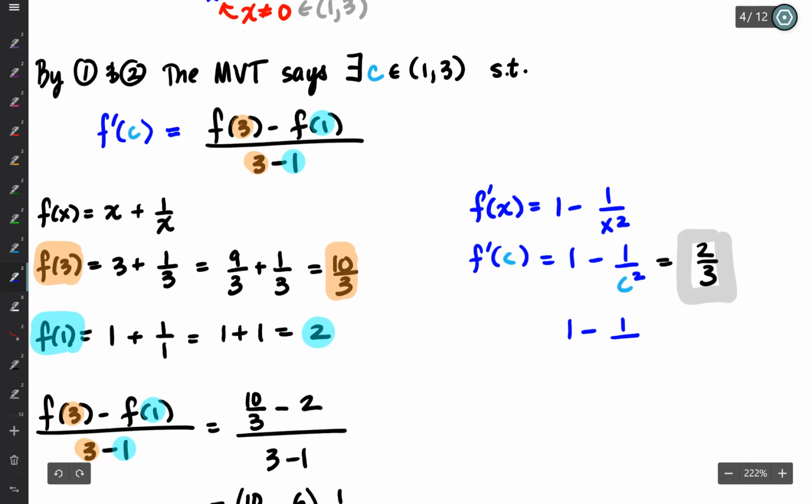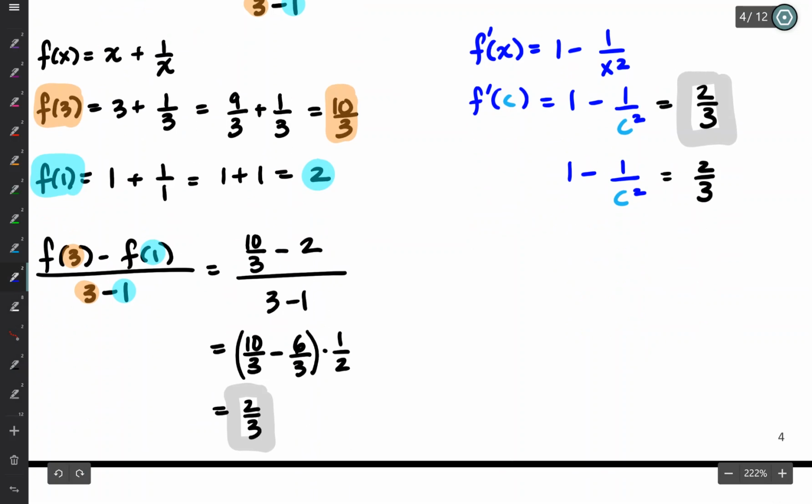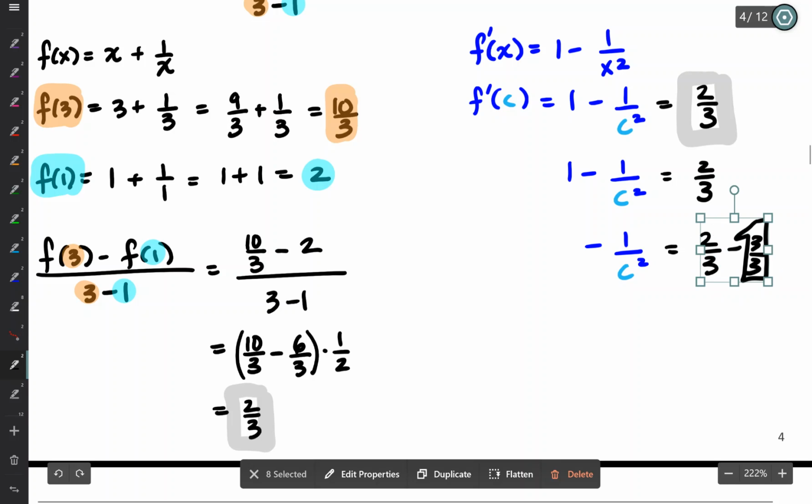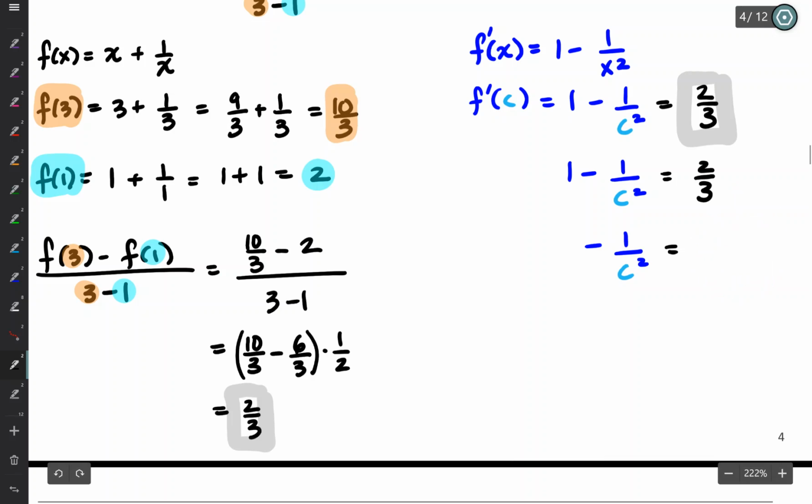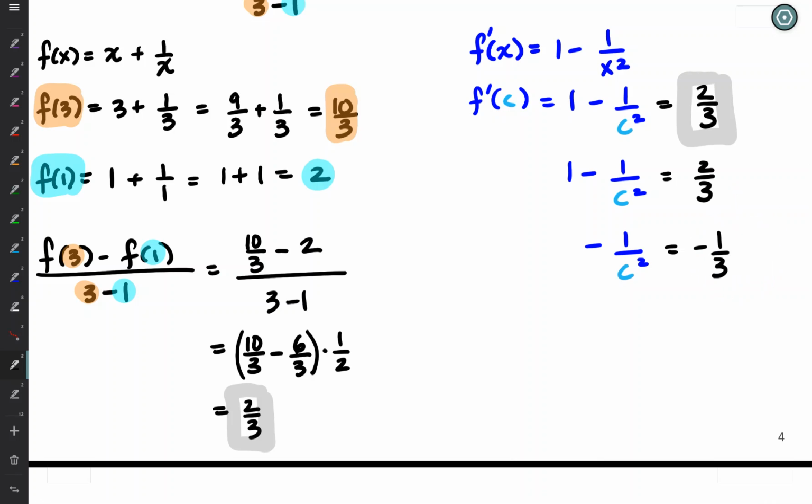1 minus 1 all over c squared is equal to 2/3. I'm going to subtract 1 from both sides. And we get 2/3 minus 1. 1 is 3/3. 2/3 minus 3/3 is minus 1/3. Multiply both sides by minus 1.